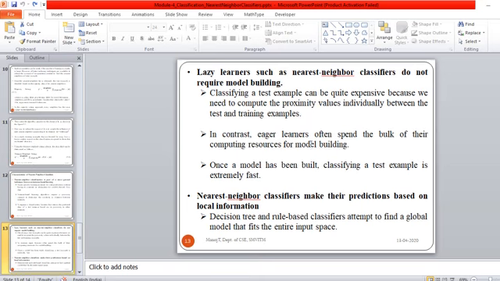In contrast, eager learners often spend the bulk of their computing resources on the model building itself. Once a model has been built, classifying a test example is extremely fast, which doesn't happen in nearest neighbor classifiers. Nearest neighbor classifiers make their predictions based on local information, that is, how many training examples are near. Based on that, classification is done, whereas eager learners like decision trees and rule based classifiers attempt to find a global model that fits the entire input space.